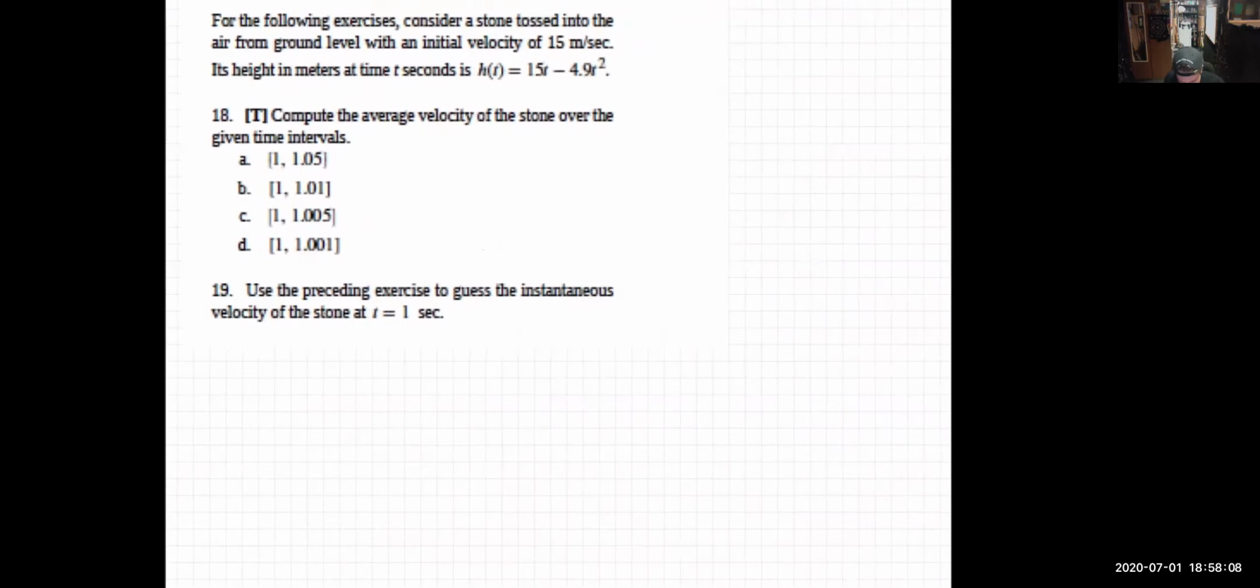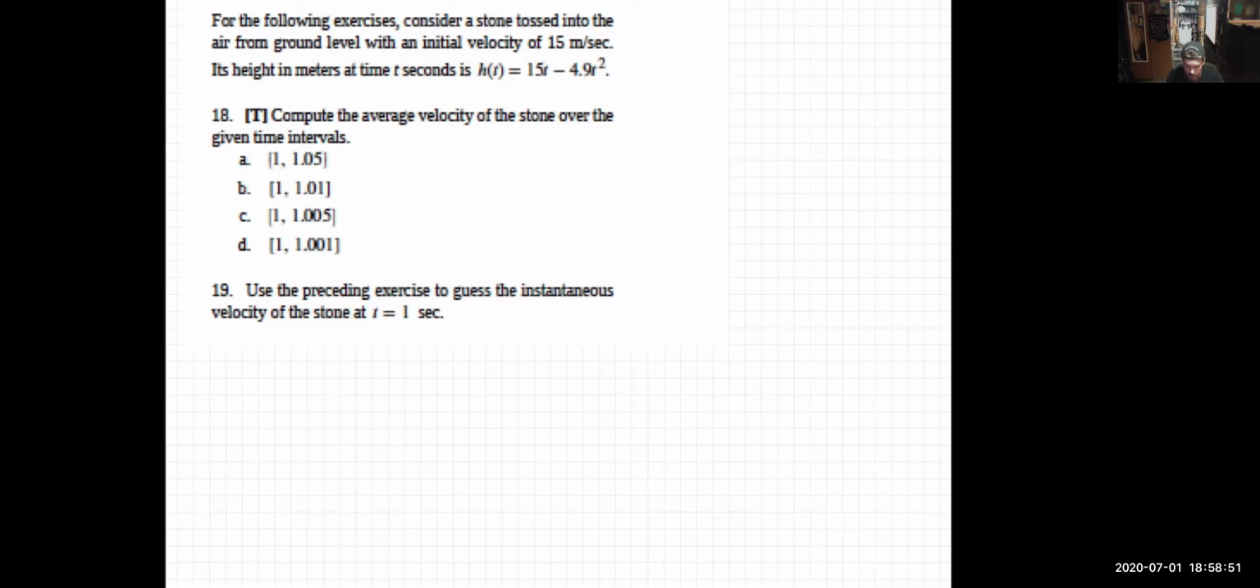Let's look at this next one. So for the following exercises, consider a stone tossed into the air from ground level with an initial velocity of 15 meters per second. Its height in meters at time t seconds is h of t equals 15t minus 4.9t squared. Compute the average velocity of the stone over the given time intervals. So over this interval, the average velocity is the slope of the secant line. It's just asking, on average, what is my average rate of change? So I'll do part A. The rest of them will all follow very similarly.